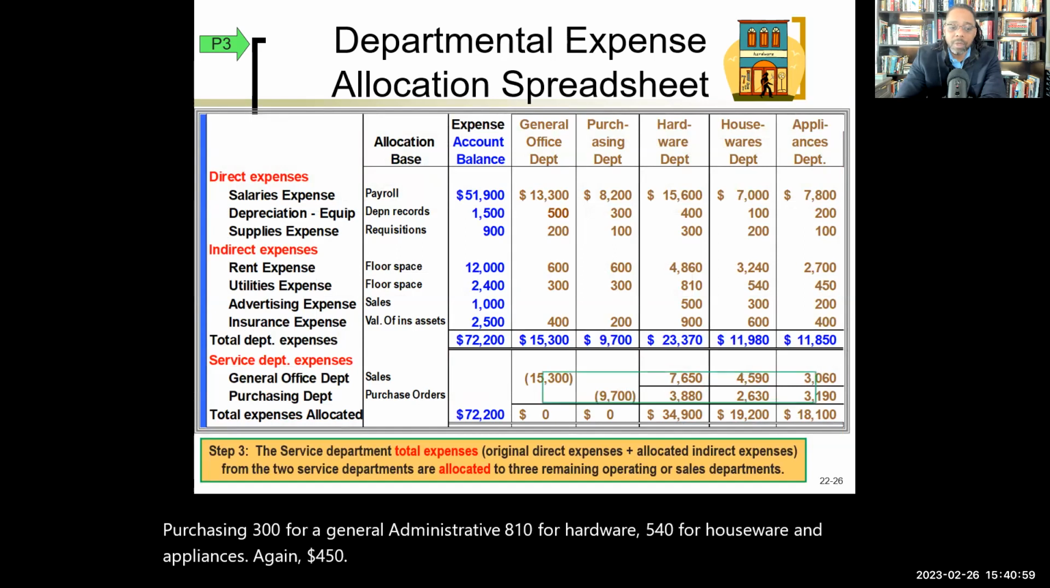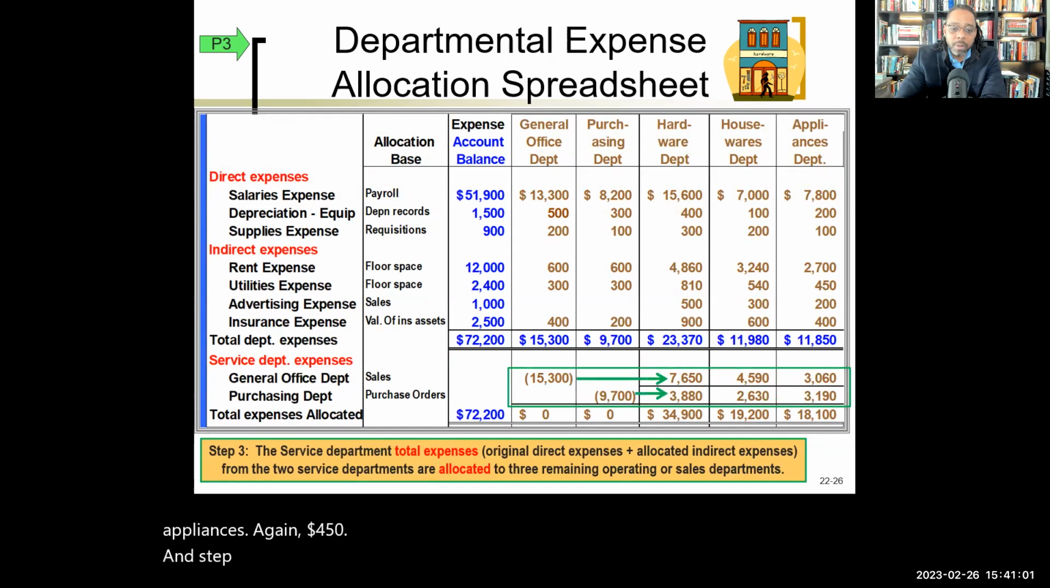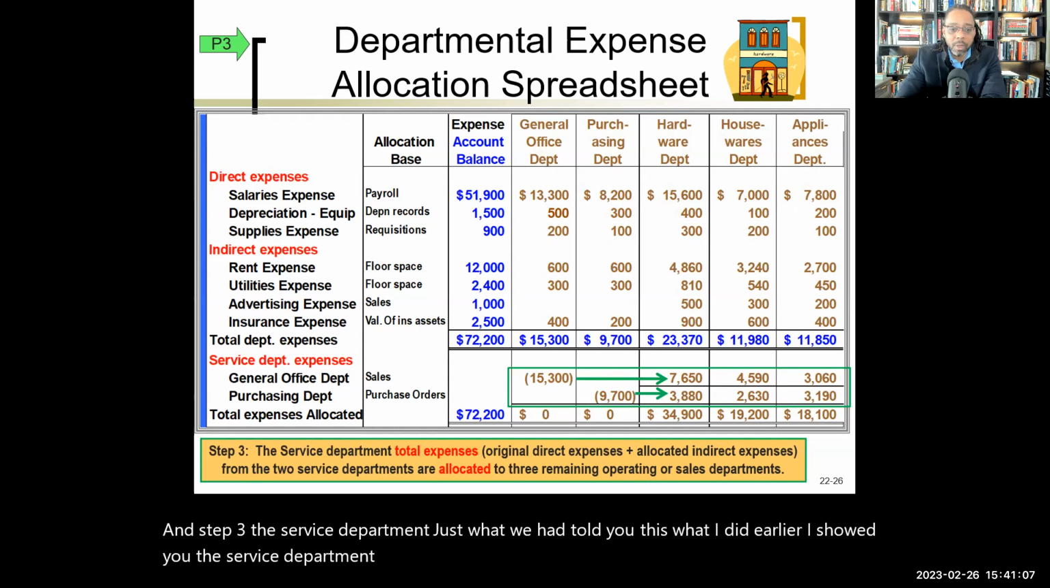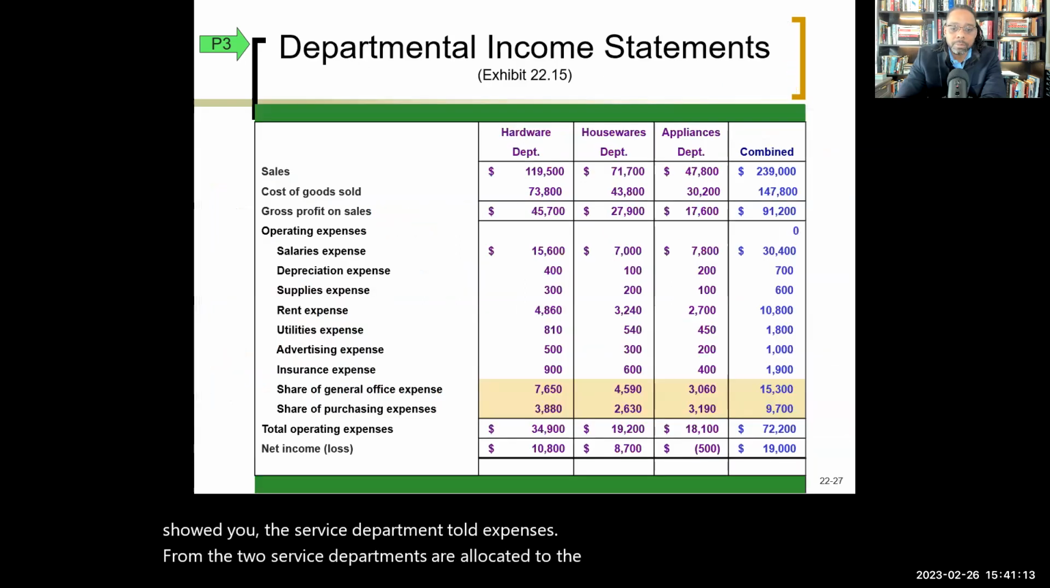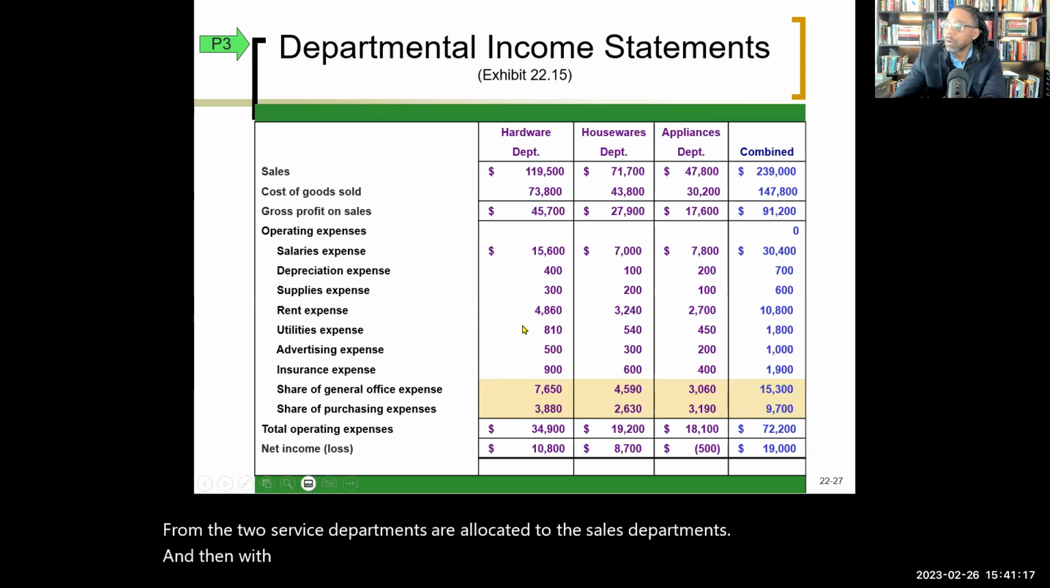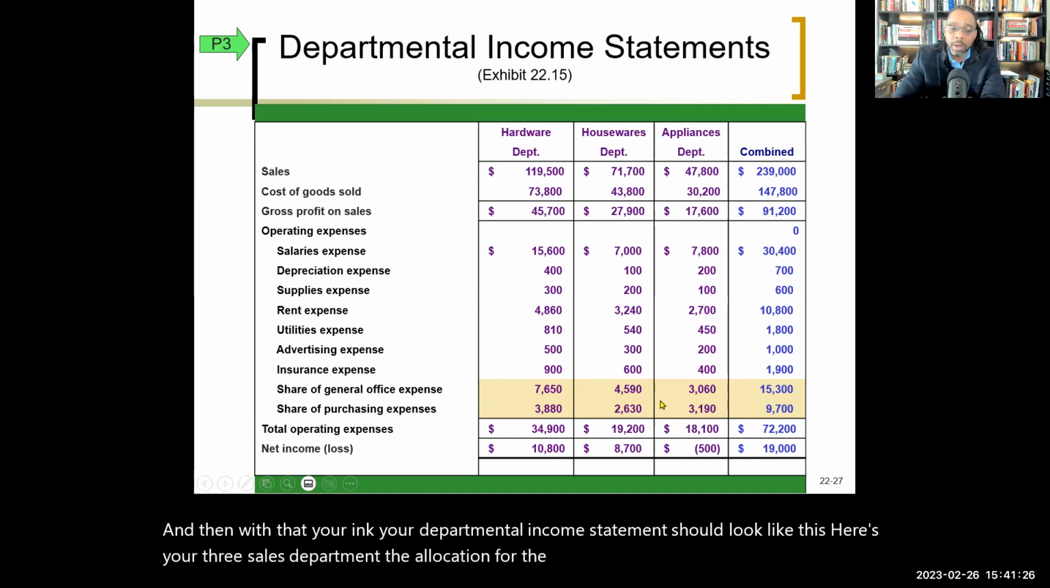And step 3, the service department, just what we had told you, what I did earlier. I showed you the service department total expenses from the 2 service departments are allocated to the sales departments. And then with that, your departmental income statement should look like this. There's your 3 sales departments, the allocation for the 2 service departments here.